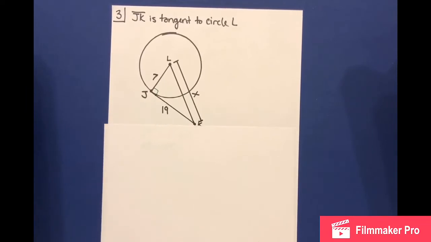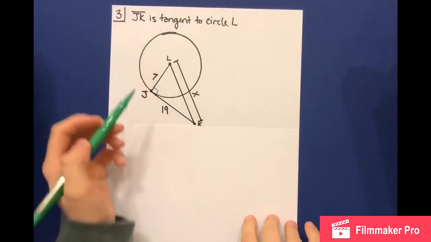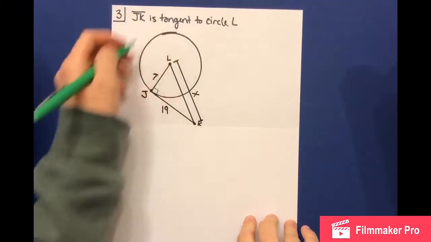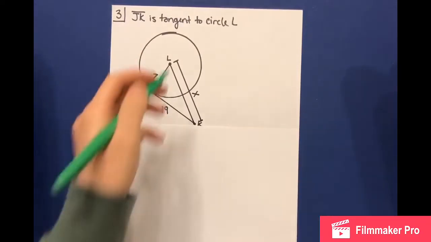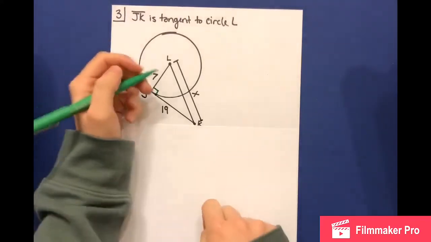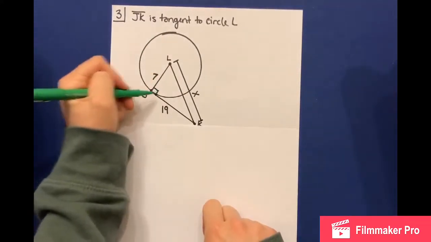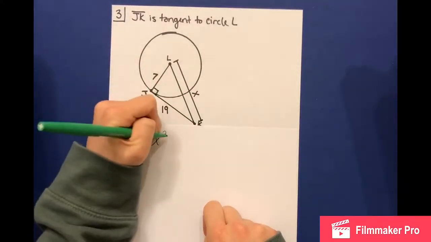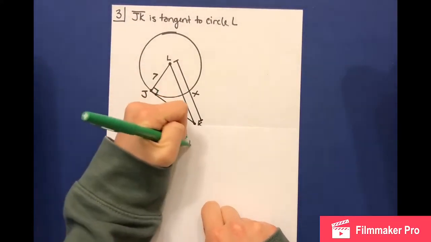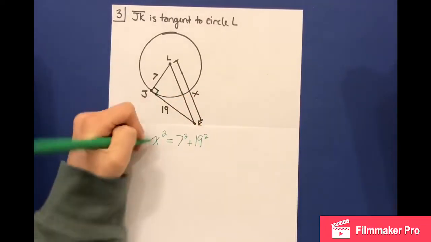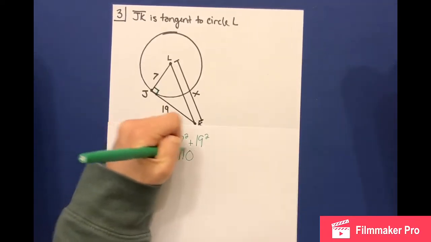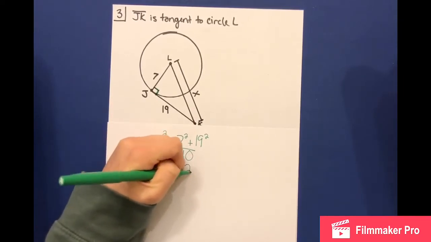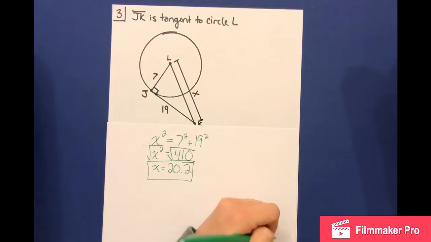Okay, so moving on to this next problem. What we have here is we're already told that JK is going to be tangent to this circle L. Therefore, I can make this 90-degree angle because that's what happens with the radius and this tangent. So I'm going to set this up and say, okay, well, x is my full hypotenuse, so I can do c squared equals 7 squared plus 19 squared. In this case, you get x squared is equal to 410. I'm going to square root both sides, and I get x is equal to 20.2, and that is my answer for x, which is down there.